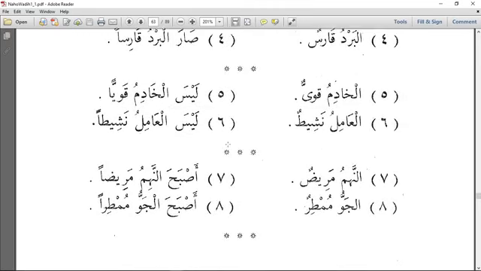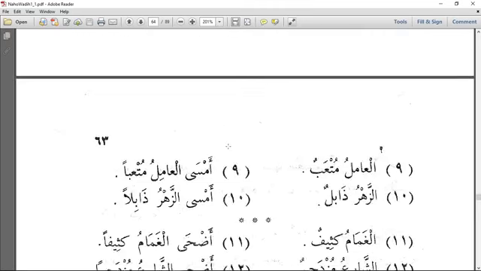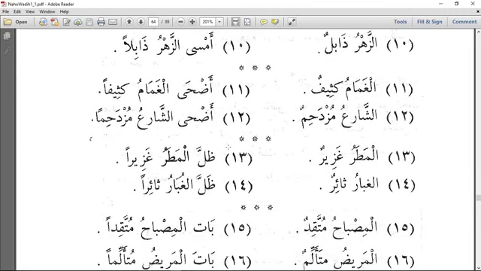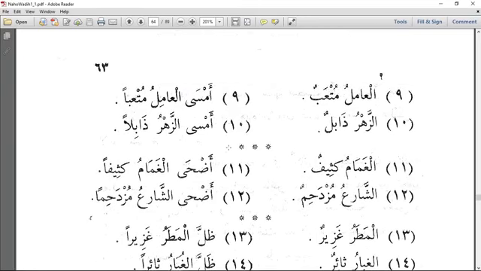The examples are many, so we have to go over them again, and we can also check the exercises that are in this book. So inshallah, this is where we are going to stop for tonight. Assalamu alaikum wa rahmatullahi wa barakatuh.